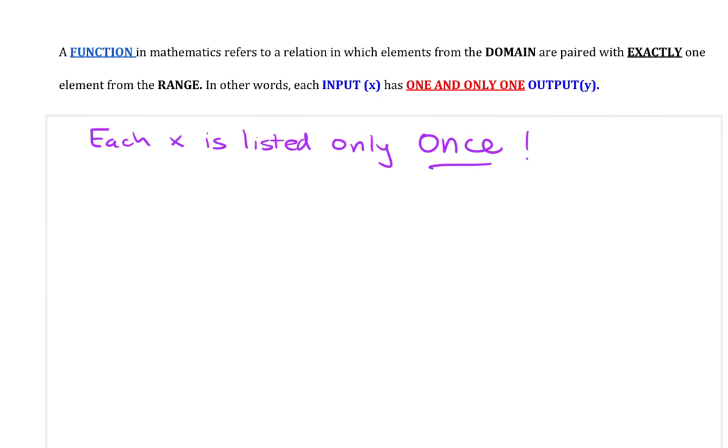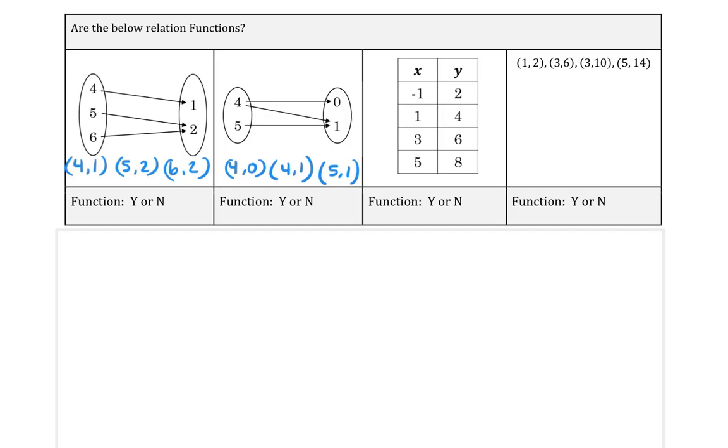All that information in your notes packet below this is just for you to take a look at. I'm not going to read it to you. We're going to take a look at these 4 examples and determine if they are functions or not. So the first one, I've already listed out the ordered pairs for you. Do you see an X value listed twice? So here's what I'm talking about. I have a 4, a 5, and a 6. Nothing's listed twice, so this is a function.